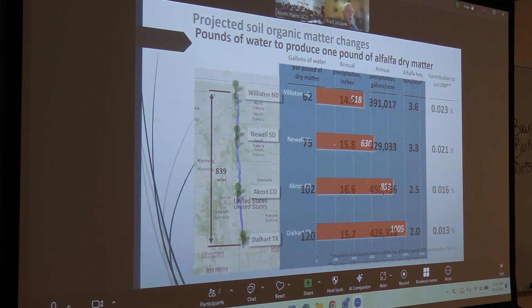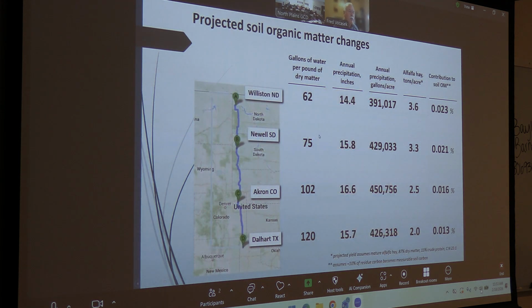So it's important to look behind the scenes and not just at total rainfall. Now, I did some math using these assumptions. We're talking about annual precipitation, used the numbers from that 1910 study and figured out how many gallons per acre that would receive each year and how many tons of alfalfa it would grow. So up in Williston, 3.5 tons, Dalhart about 2 tons based on this research.